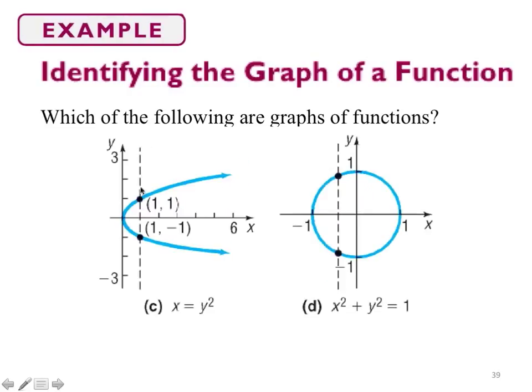But if we look at something like this, if I take a vertical line and I move it, anywhere that I put it, I'm hitting my graph actually 2 times. So that means that this one is not a function. And then same thing with the circle. If I take my vertical line and I move it across my circle, I hit my graph in 2 points for a lot of the time. So this one is also not a function.